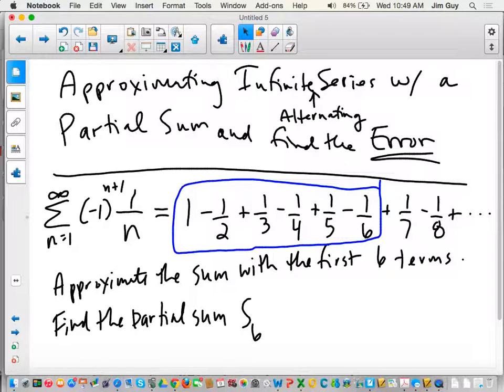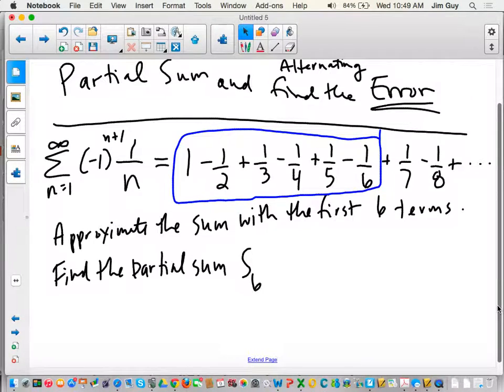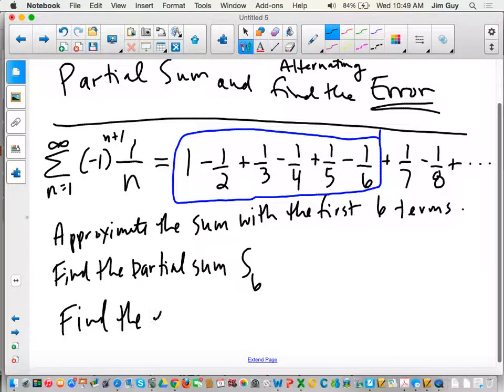So the next thing they'll say is, find the error. How far off are you from the real value? Or in other words, they might say the remainder.